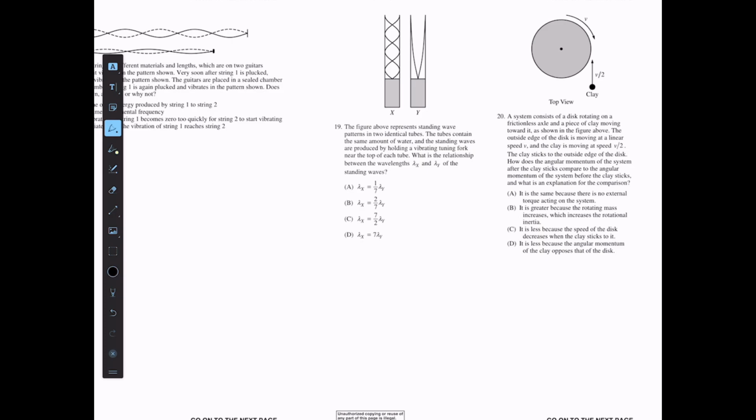How does the angular momentum of the system after the clay sticks compare to the angular momentum of the system before the clay sticks? So the system consists of the disc and the clay. So angular momentum should be conserved. So A is the same, because there is no external torque acting on the system.